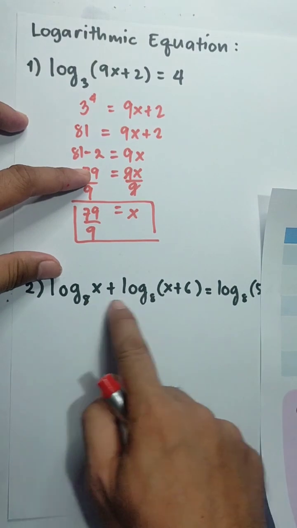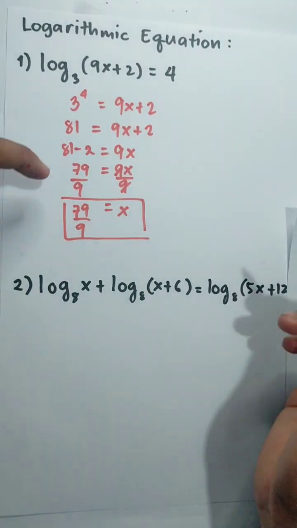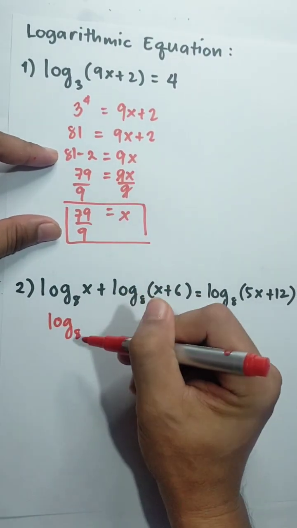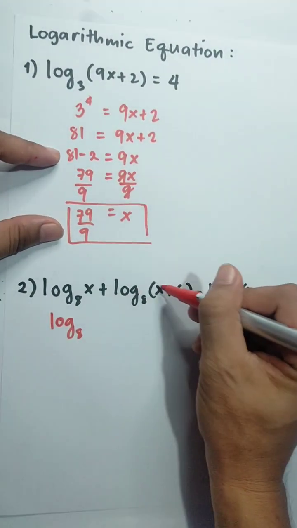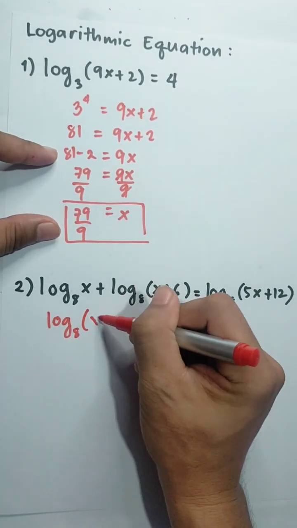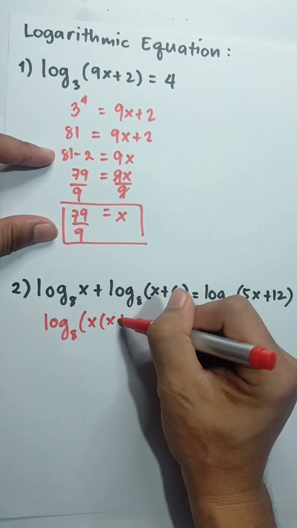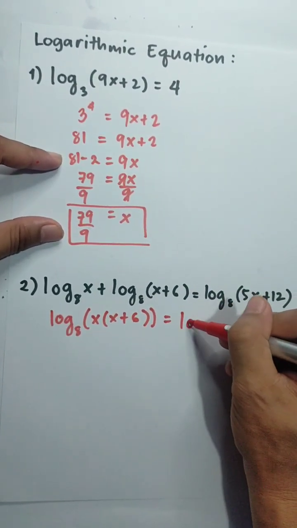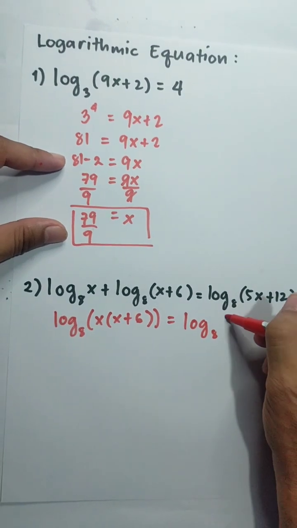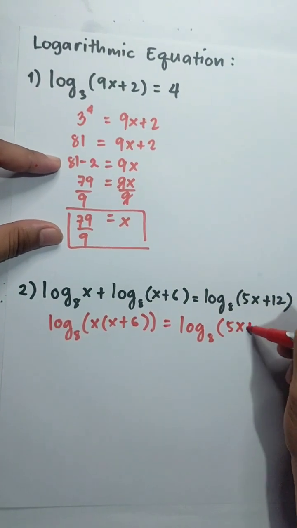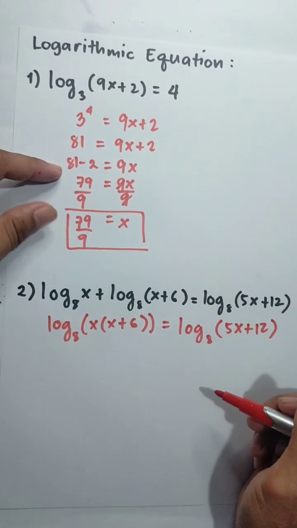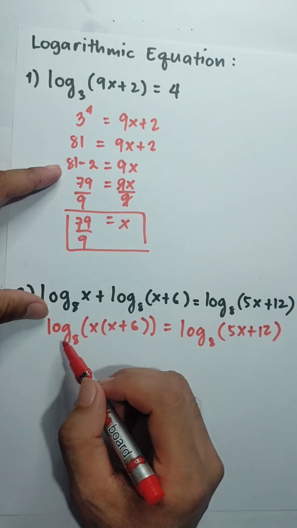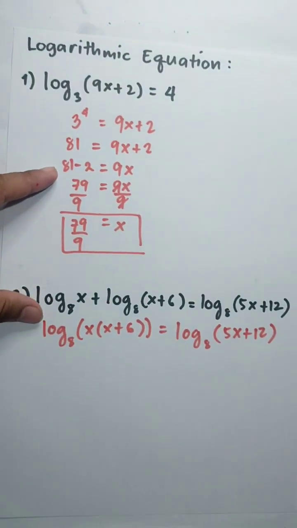This is the sum. We can express this as a product. So this is now log base 8, and then we express this as a product: x times x plus 6 on the left hand side. On the right hand side, just copy that, log base 8 of 5x plus 12. Now notice that both sides are expressed in logarithm with base 8.